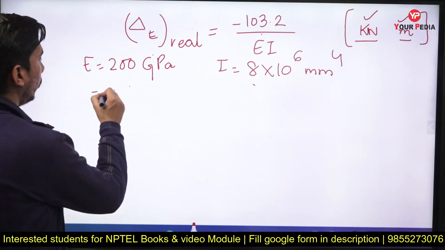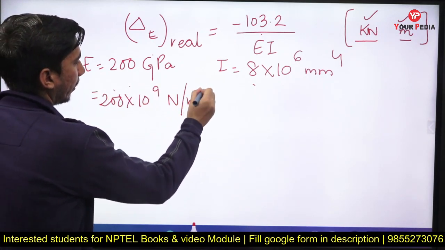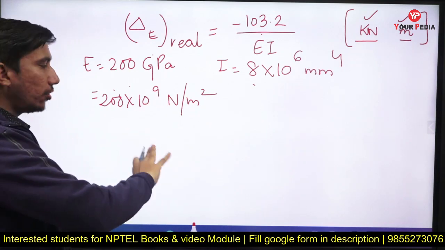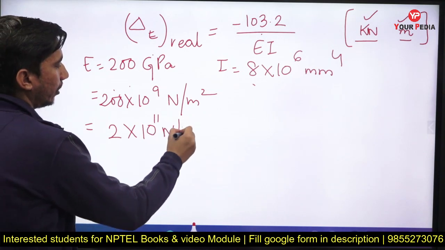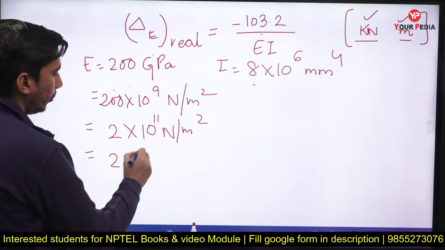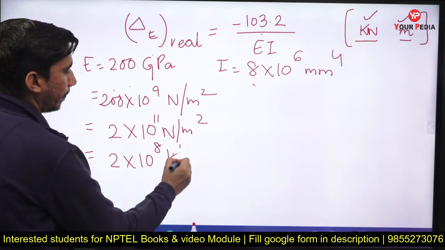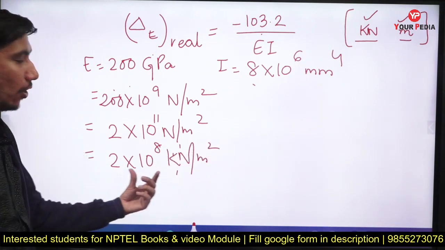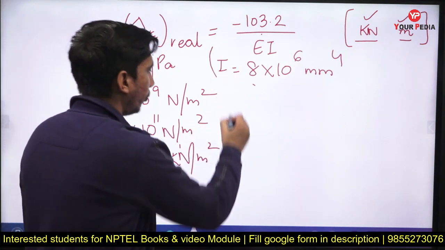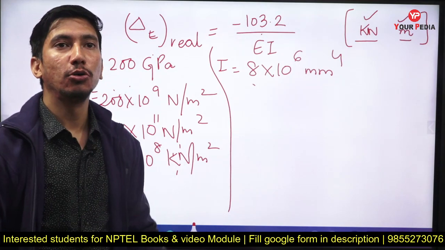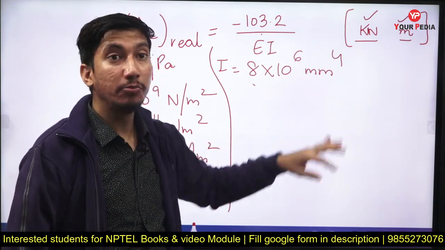So E will become 200 into 10 raised to power 9 Newton per meter square. I can also write it as 2 into 10 raised to power 11 Newton per meter square, or 2 into 10 raised to power 8 kilonewton per meter square. So I have brought this into kilonewton and meter. Similarly, I am going to bring the I value into standard units, since only length is involved, it will come into meter only.